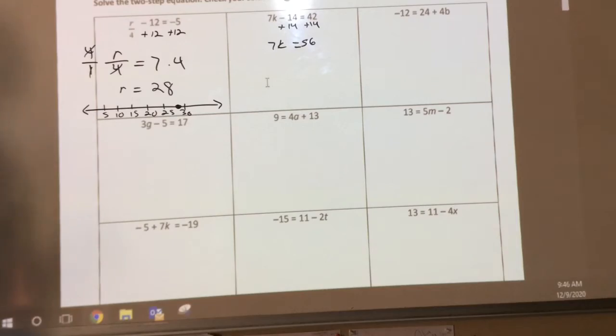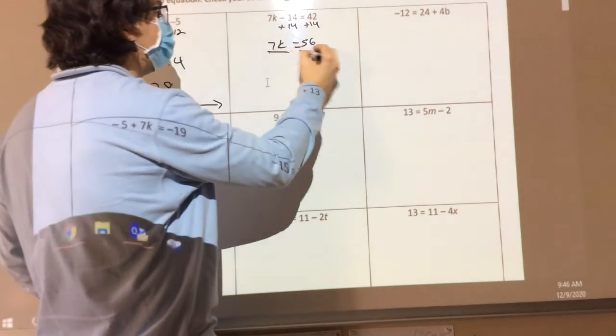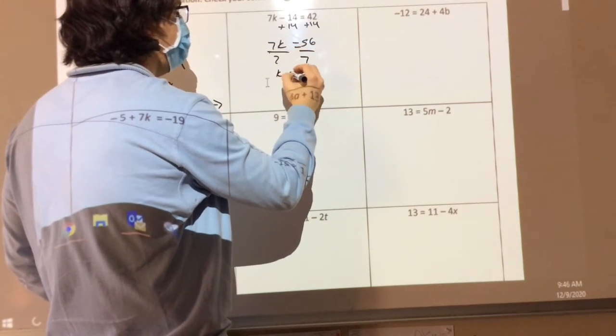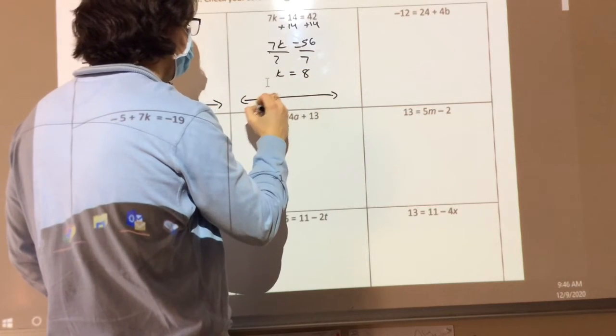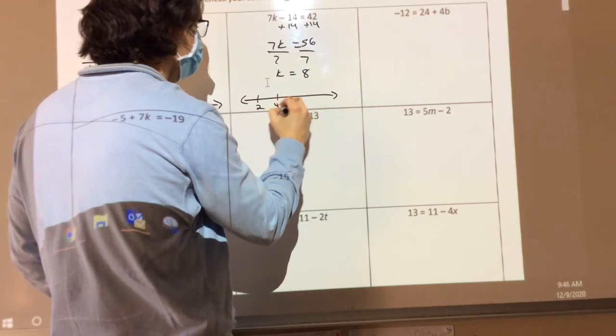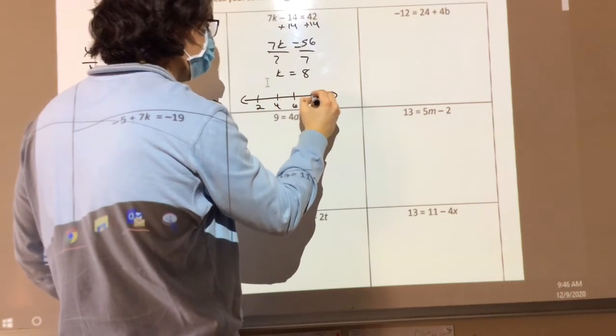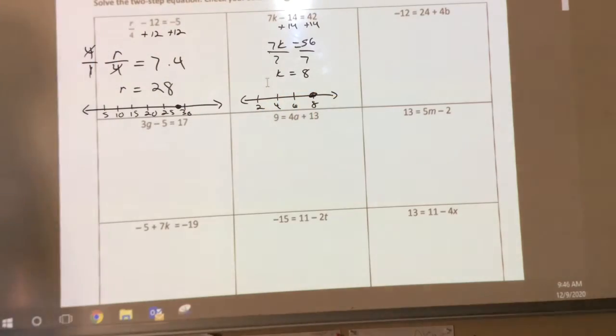What do I do next? Nathan. Divide by 7. K equals what? 8. So here's what my next number line is going to look like. 2, 4, 6, 8. Put it right there. Understood? It's pretty simple, right?